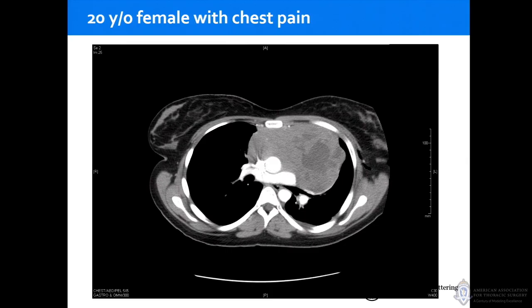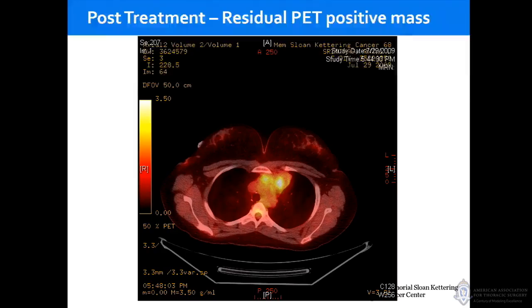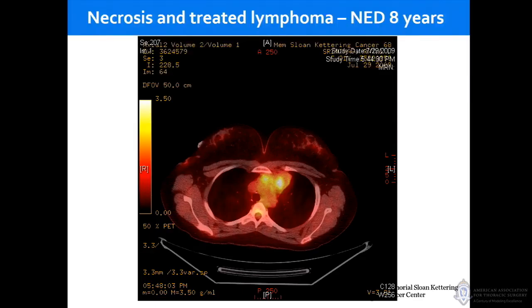So this young woman underwent a core biopsy, and this was a diffuse large B-cell lymphoma. Now, interestingly, after treatment, her mass shrunk, but she still had a residual PET-positive mass. So now what? Well, we could core biopsy it again, but I think the risk of a false negative result would be pretty high in this setting. So here we elected to follow up with a Chamberlain procedure, took out the second intercostal cartilage, and got some good biopsies of the mass. Ultimately, the pathology showed just necrosis and treated lymphoma, and she's now NAD for 8 years.